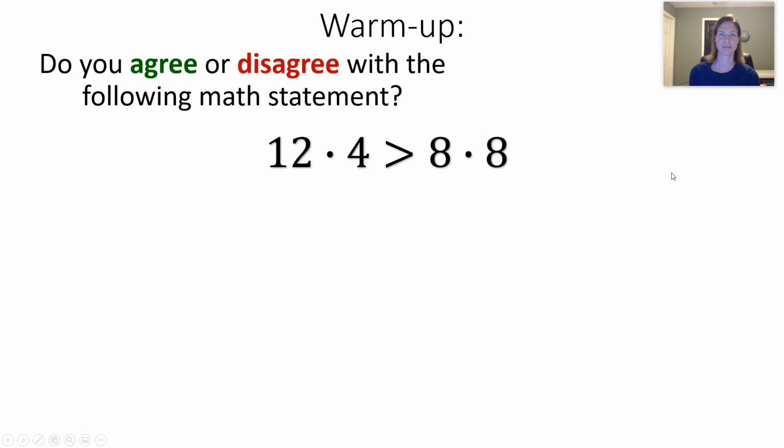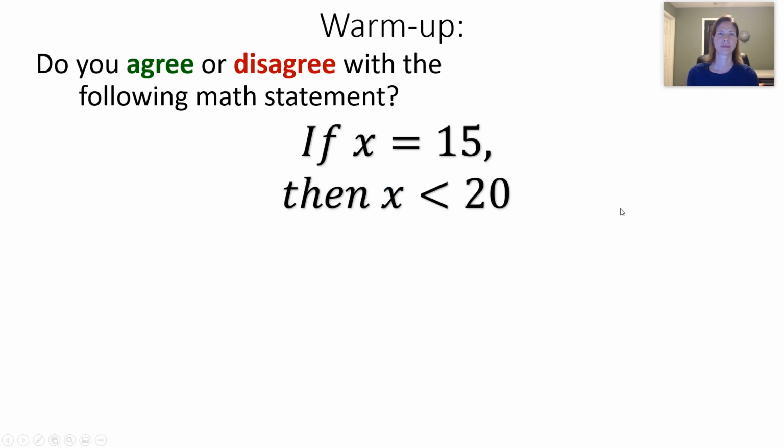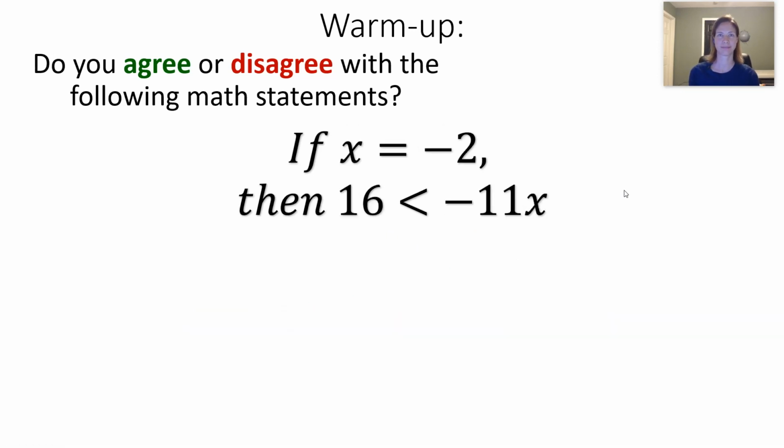What about this one? If you said you agree, then that means you might not have multiplied the numbers accurately. So 12 times 4 is 48, which is less than 8 times 8, which is 64. So this was a disagree. What about this statement here? Do you agree or disagree? If x equals 15, then x is less than 20. Well, 15 is less than 20, so agree is correct.